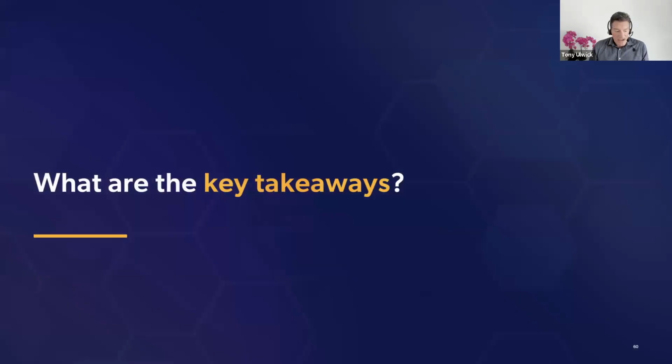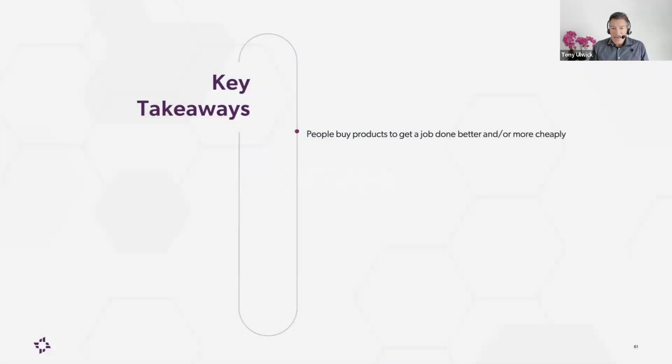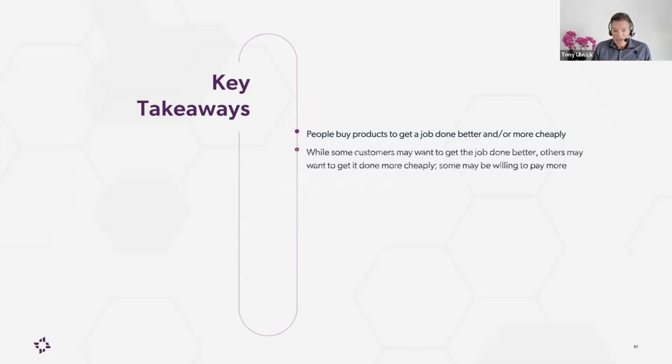So with that, let's talk about the key takeaways. Are we on time? Not bad. Key takeaways. We learned that, of course, people buy products and services to get a job done better and or more cheaply. Better again, faster, more predictably, more convenient, safer, right? All those different terms that people use to describe what better might mean.